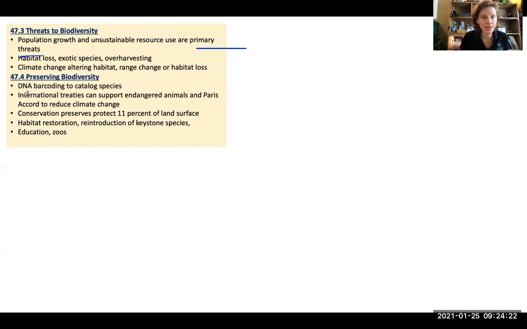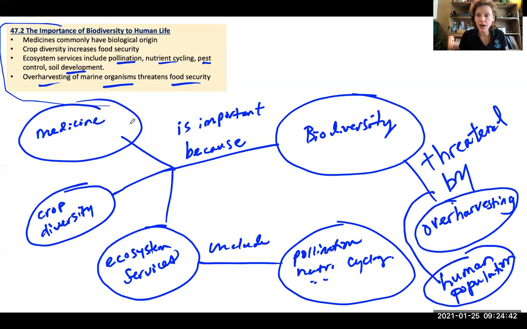Well, one of the ways is to barcode species. So basically make a very thorough list of all the species that we do have. We can have international treaties. Thank goodness we're back in the Paris Accord, right? We've rejoined the climate agreement, so we can help that. So we stop that driver. So you could come back and say biodiversity is threatened by these things.